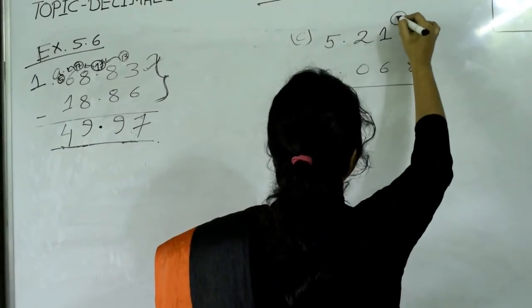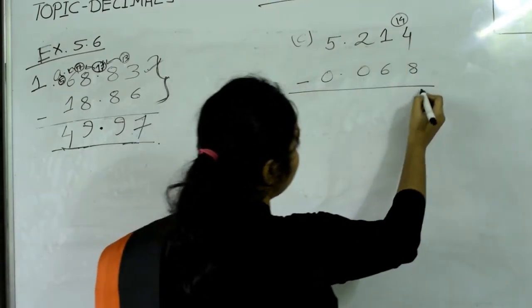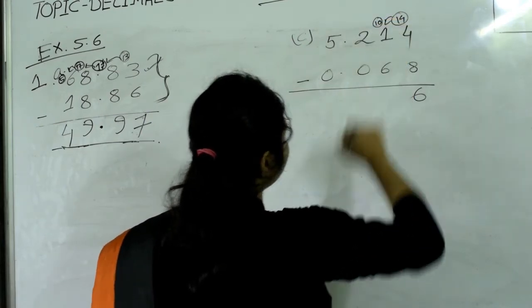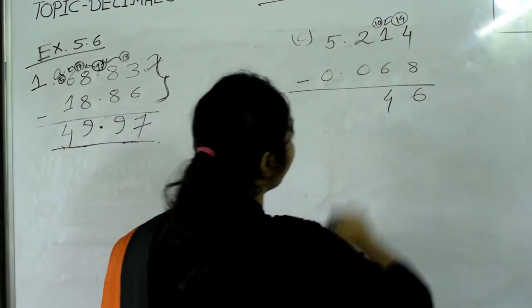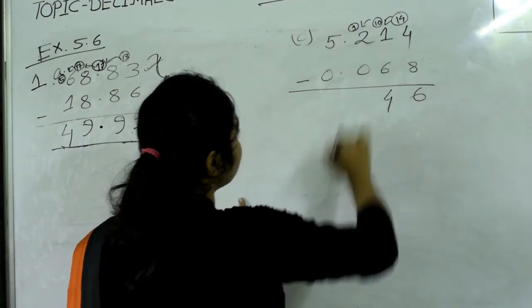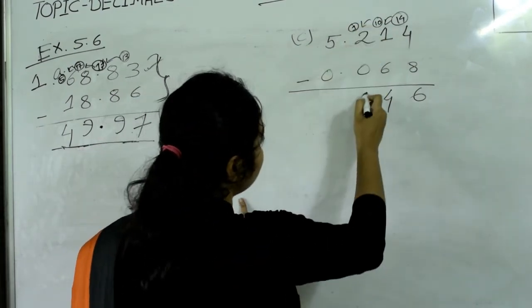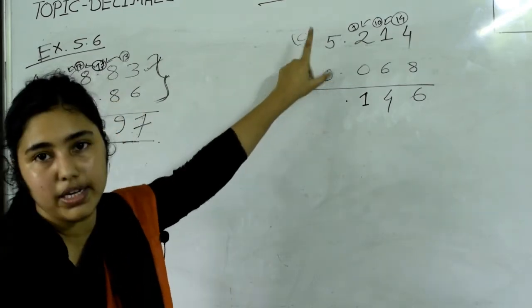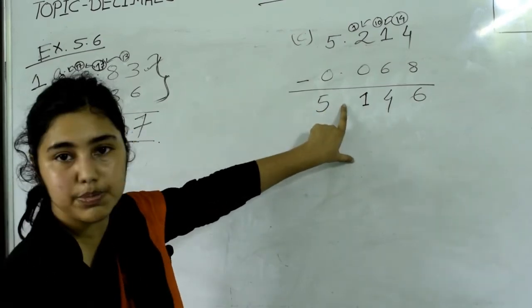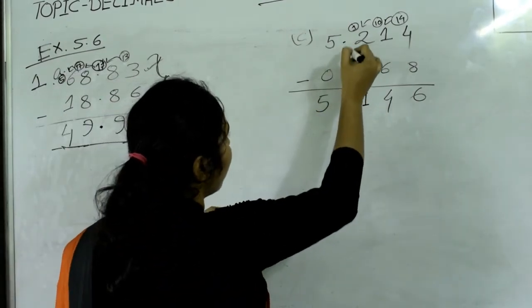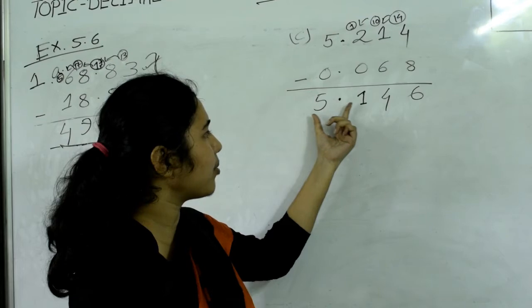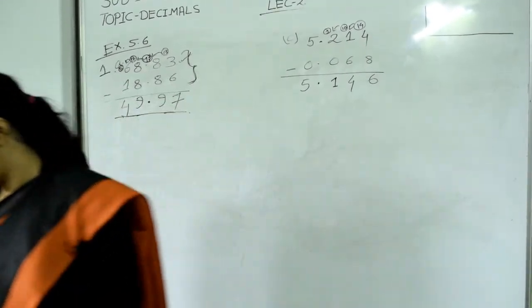So first assume here 14. So 8 minus 14, 6. Take this 1, 0. So assume here 10. Now 6 minus 10, 4. Again take this 1 and subtract from 2, 1. Now 0 minus 1, 1.0 minus 5, which means 5. Now insert the decimal point just below these two decimal points here. So our difference is 5.146.